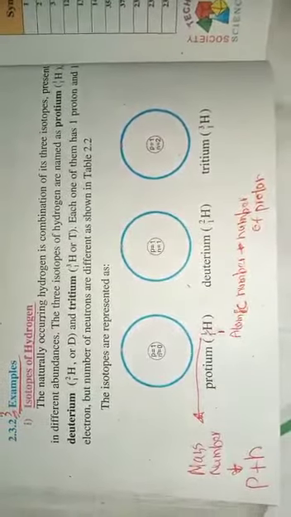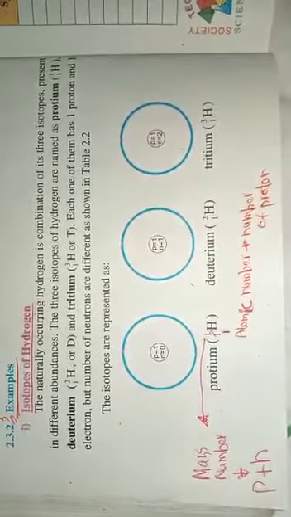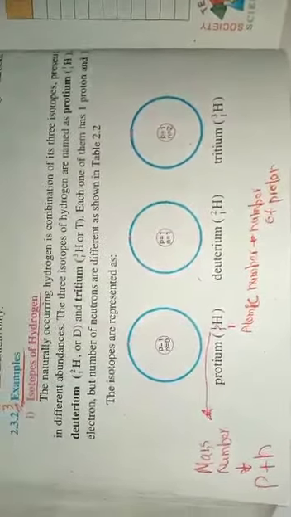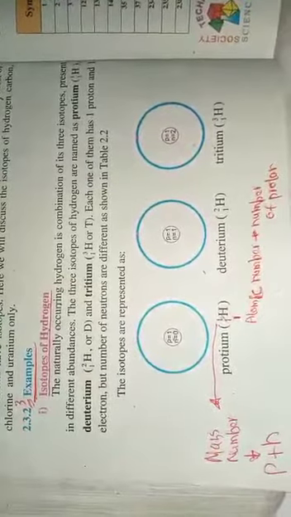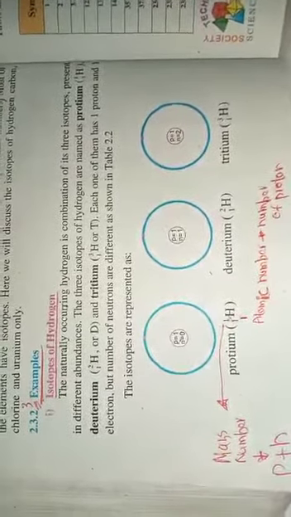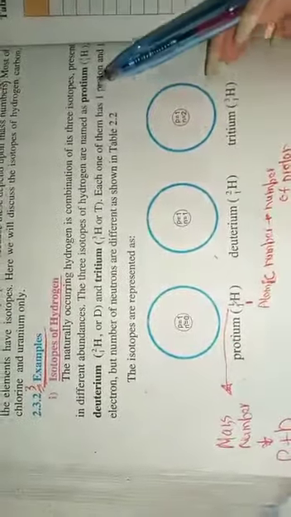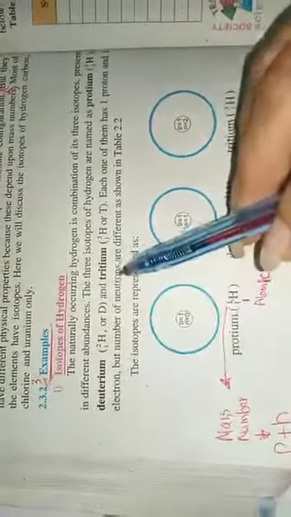So class, first of all we will consider the example of the isotopes of hydrogen. Let's see. The naturally occurring hydrogen is a combination of three isotopes present in different abundances. The three isotopes of hydrogen are named protium, deuterium, and tritium. Each one of them has one proton and one electron, but the number of neutrons is different.